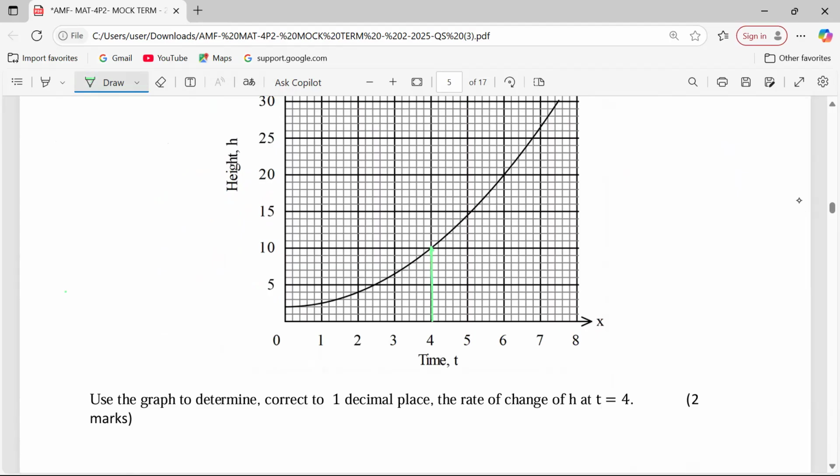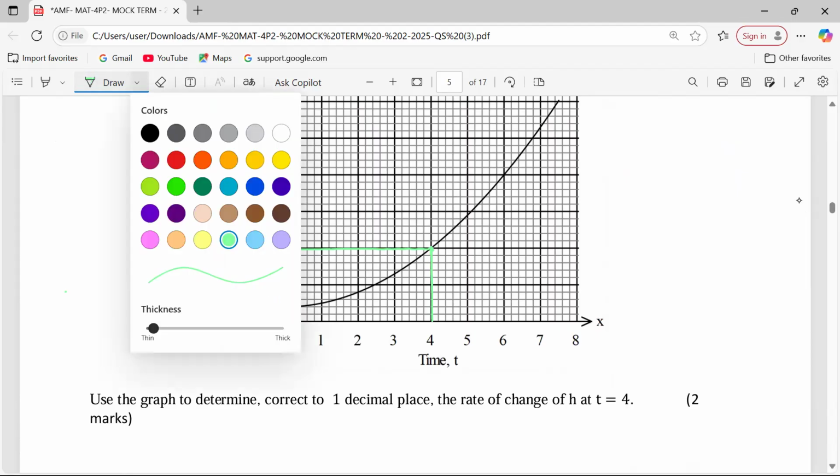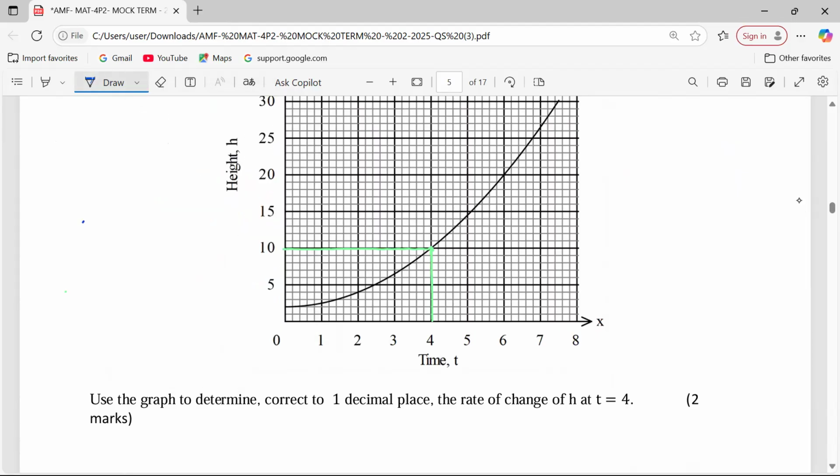Because this is a graph, the rate of change is supposed to be the gradient. But now that the graph is a curve, we can only talk about the gradient of the tangent, the instantaneous rate of change, the gradient of a tangent at this particular point. So at that particular point, we can come up with a tangent. So we draw a tangent through that point.